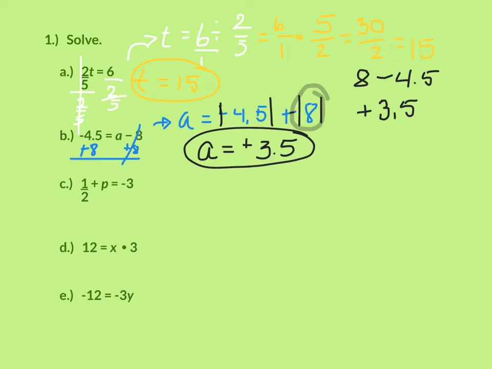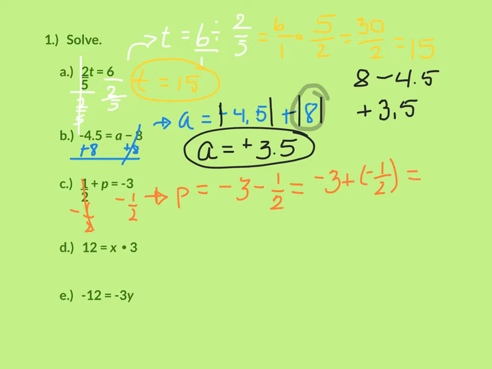Okay, next. Getting p by itself, so this is a positive 1/2, so therefore I'm going to subtract 1/2 from both sides. These cancel, so that means I'm going to have p equals -3 minus 1/2. Stay, change, cha-cha-cha. And now the signs are the same, find the sum.